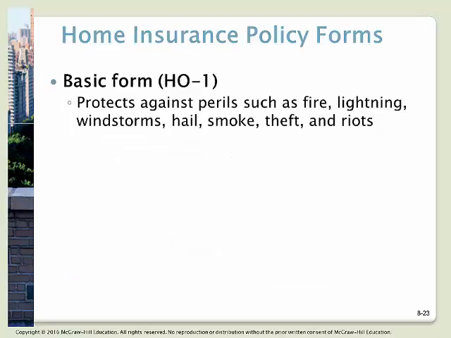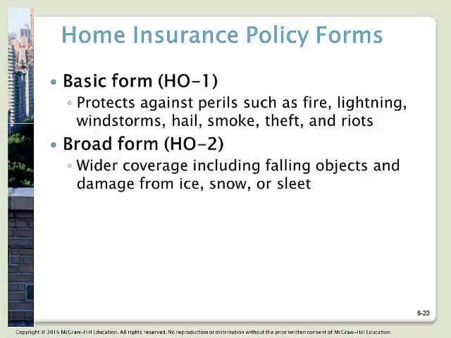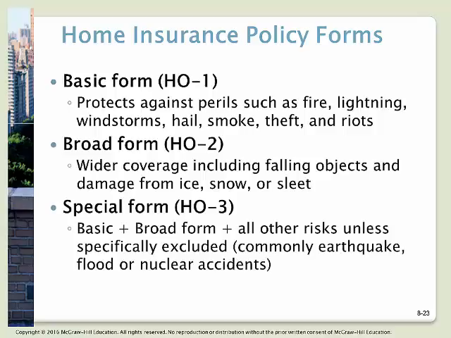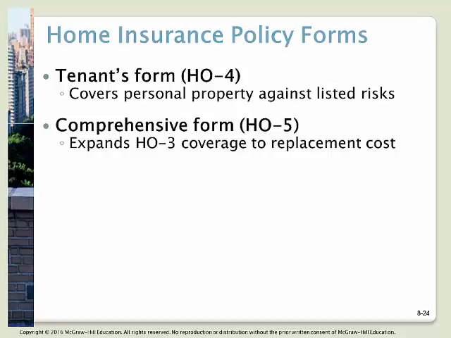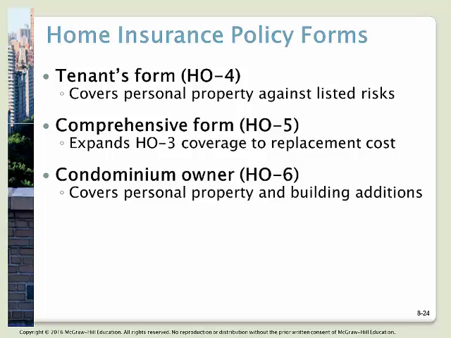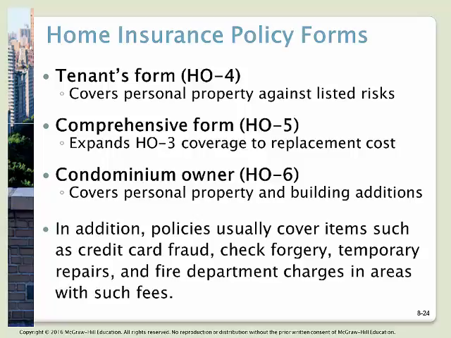There's 6 different home insurance policy forms. The basic one, HO1, is basic peril coverage: fire, windstorm, smoke, theft. The broad form, HO2, is wider coverage including damage from ice, snow, and falling trees. Special coverage, HO3, is the basic plus fraud, all other except earthquake, flood, and nuclear. Tenant form, HO4, is personal property only. Comprehensive, HO5, expands HO3 to replacement cost. And condominium, HO6, is personal property and building additions. Note that these policies usually cover credit card fraud, check forgery, and other miscellaneous charges.